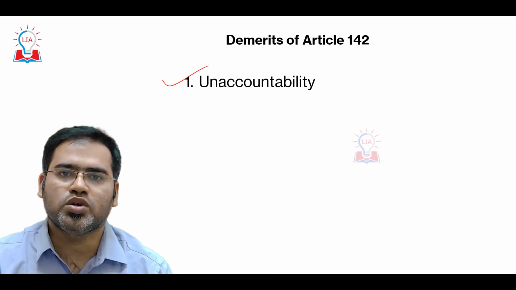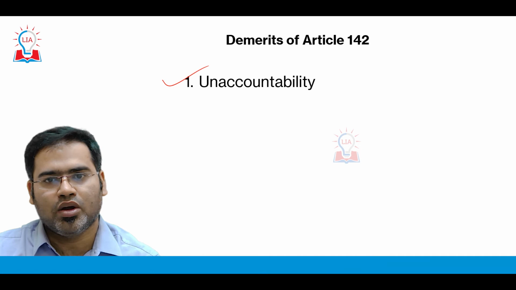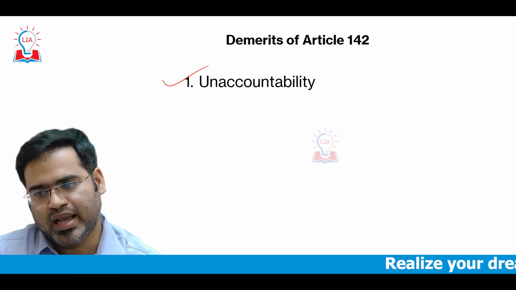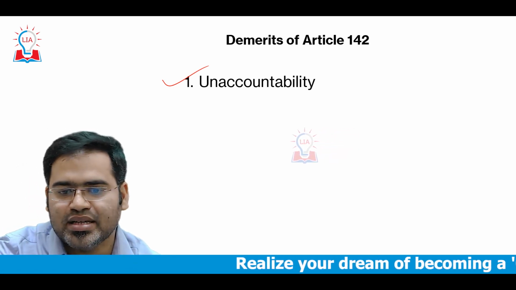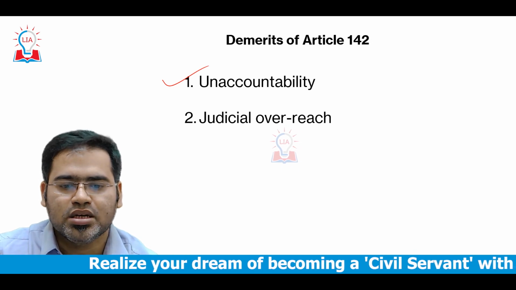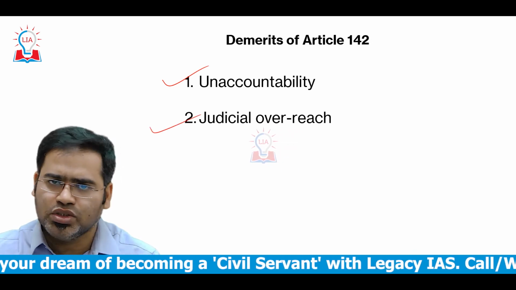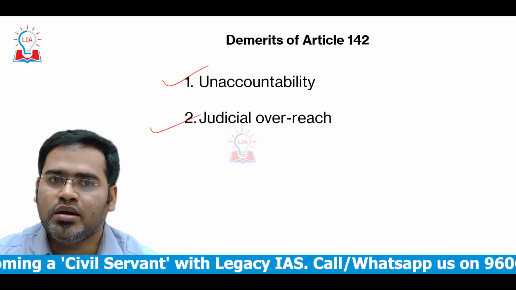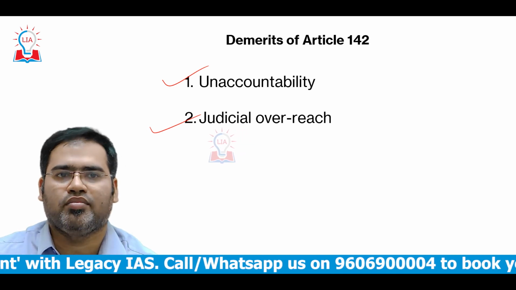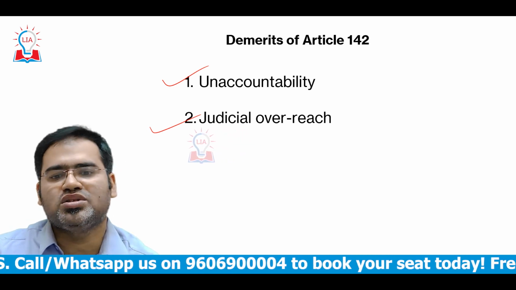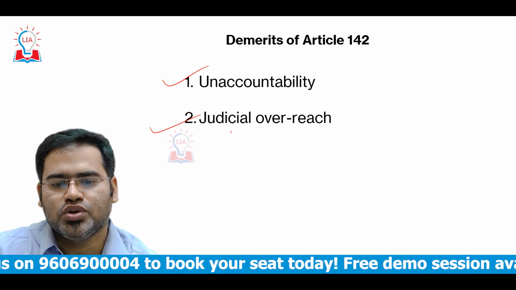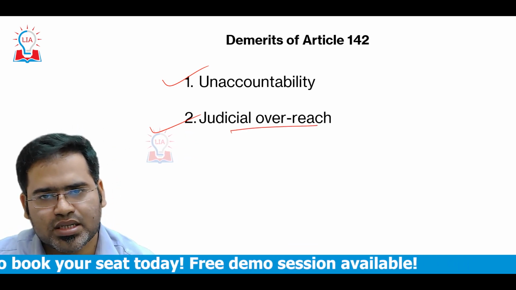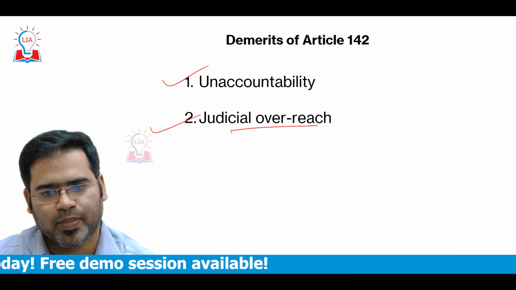But what about the Supreme Court's accountability? The Supreme Court is not accountable to anyone, correct? Except the Constitution, correct? So that is where the problem will happen. Another is judicial overreach. Judicial activism is okay, but when the Supreme Court does something more than judicial activism, it becomes judicial overreach. Even judicial overreach is not good.